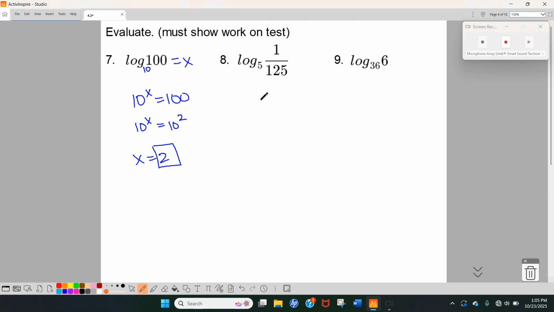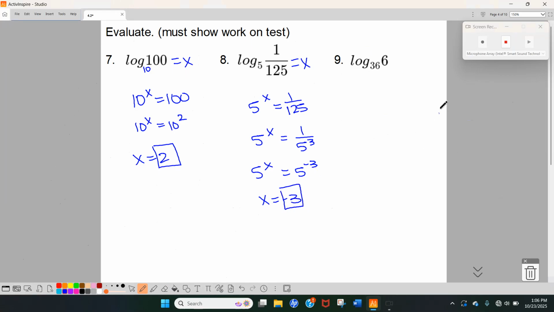All right, so again, say this is equal to x or y or whatever, a smiley face, some variable. Write it in exponential form. Base raised to the answer equals the argument. All right, and then we've got to think about what's going on here. So I know that 125 is 5 to the third. I also know that to get it out of the denominator, I can make it a negative exponent. So then x must be negative 3.